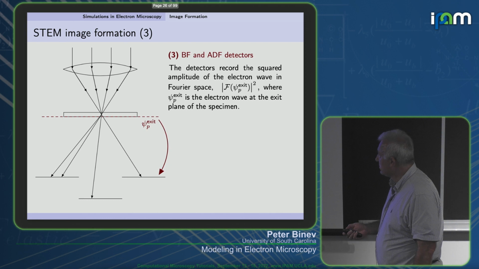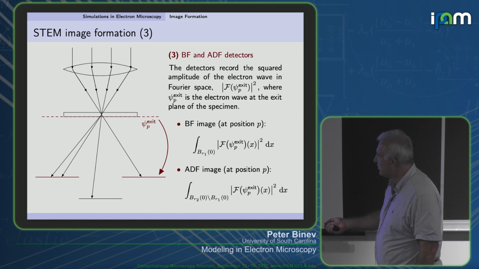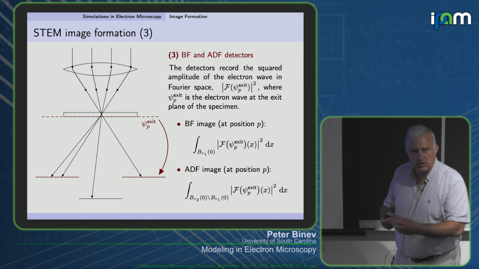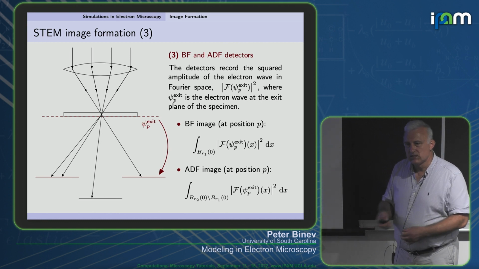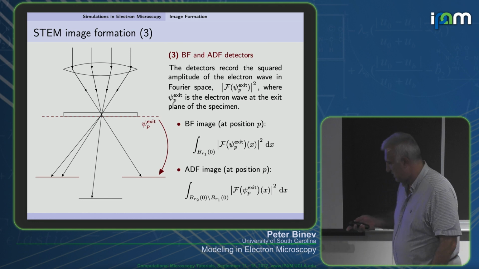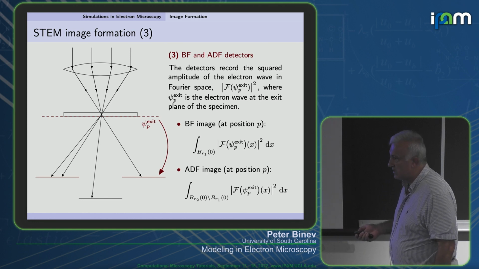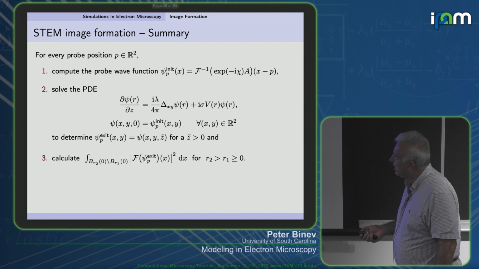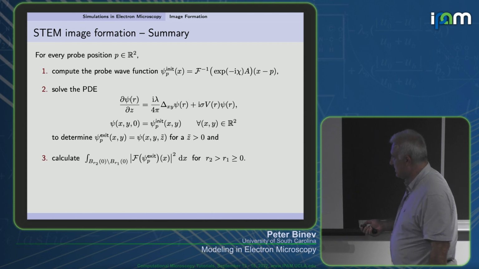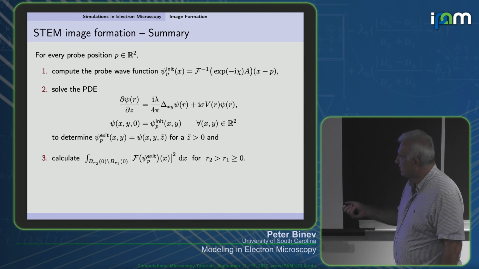So the detectors then depend on the squared amplitude of the electron wave in Fourier space, and you calculate, depending on what that is, as annular fields. As I said, you can also consider some different forms, say for the STEM, you can do that also. This is the summary of what I talked about. So that is what we're solving.